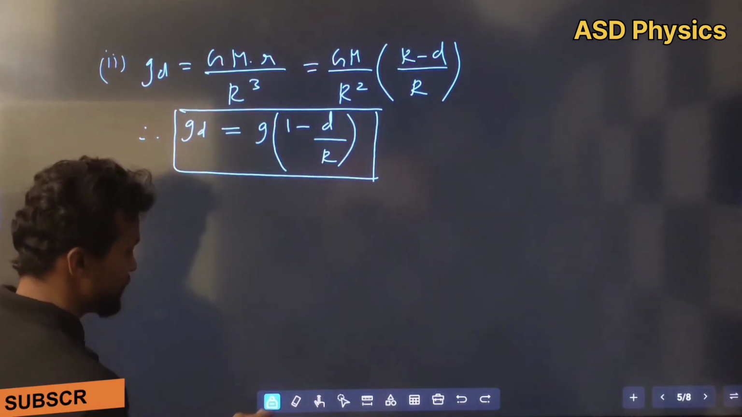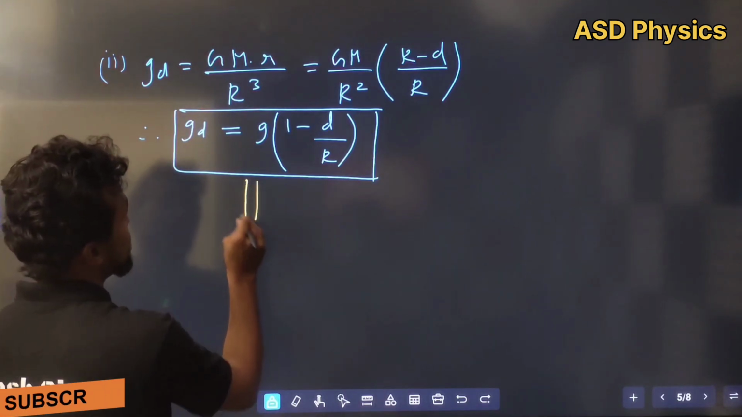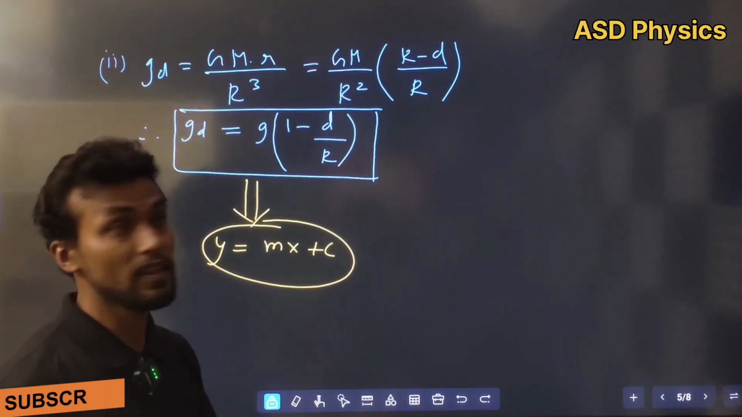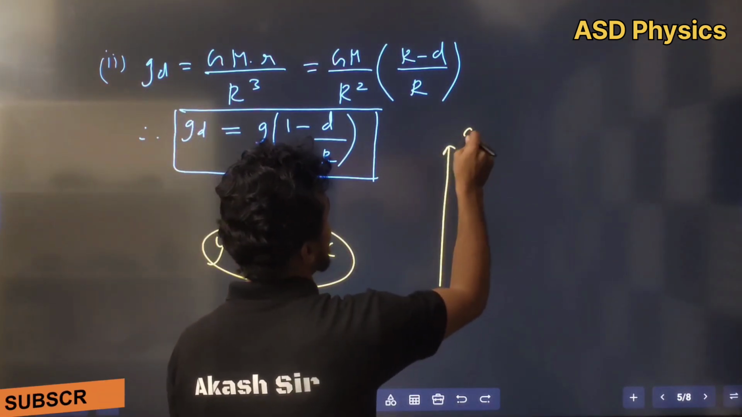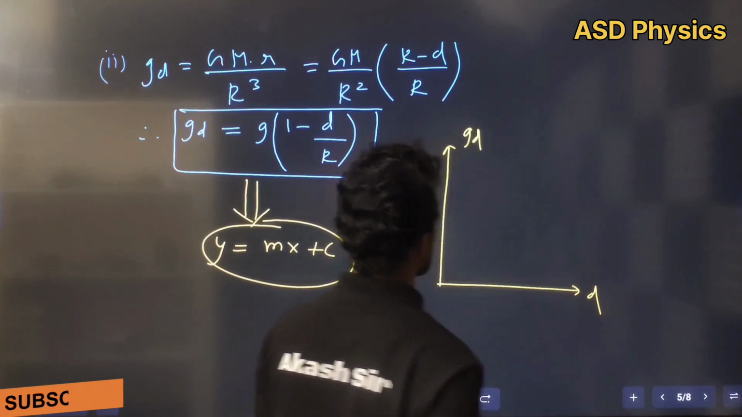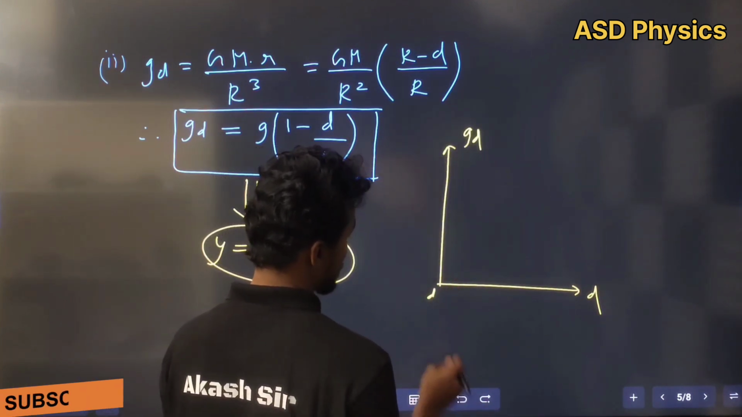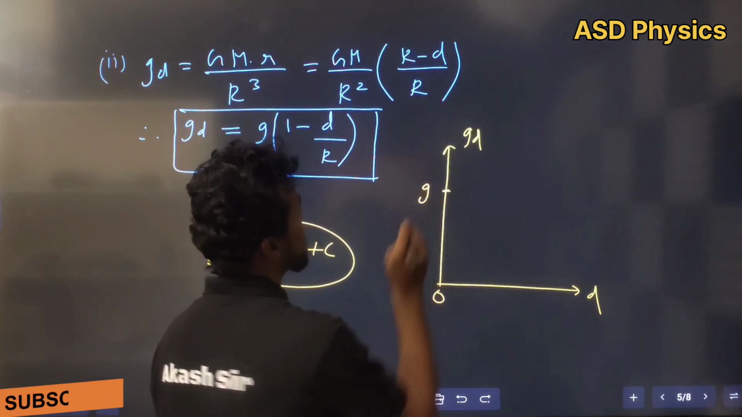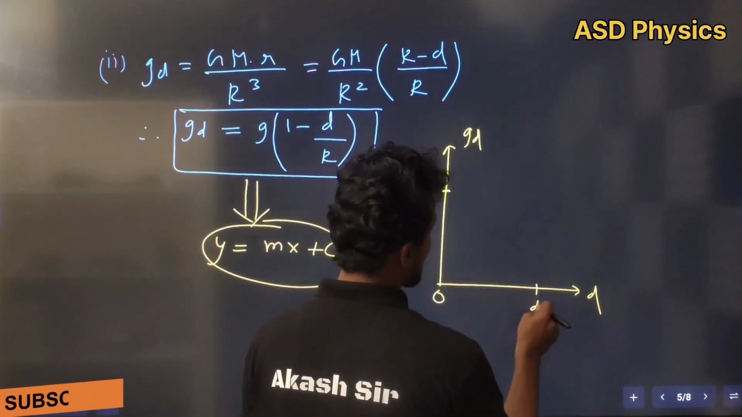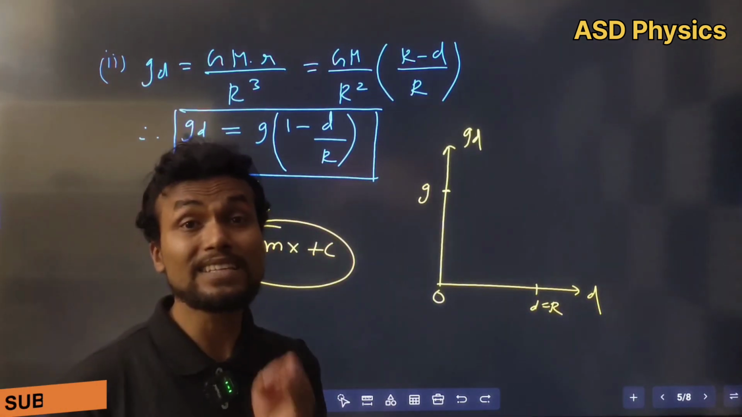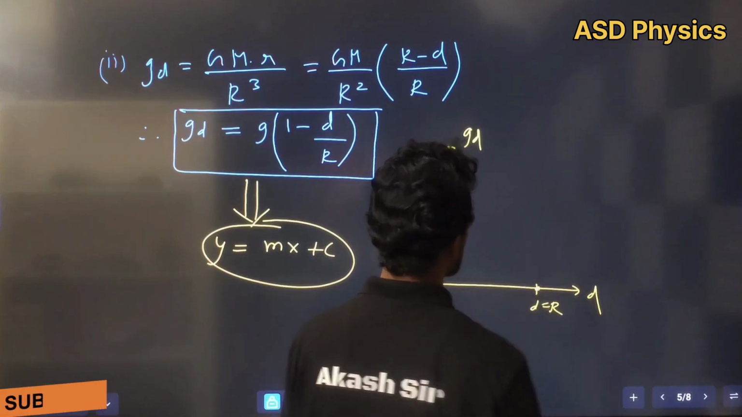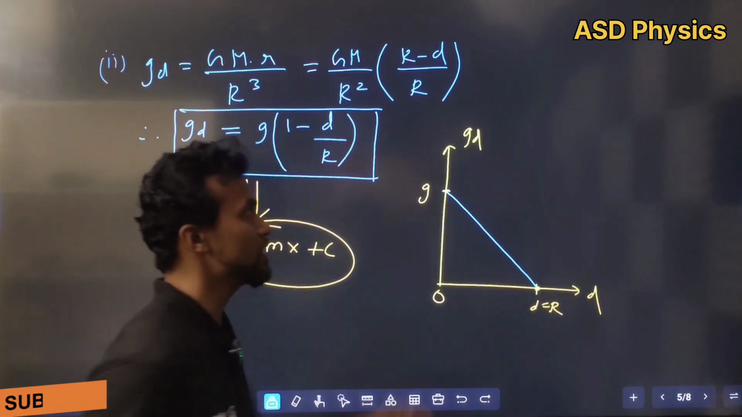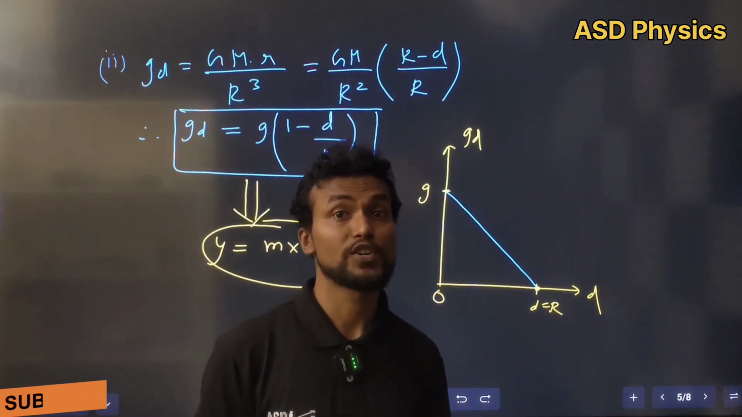Okay, so this is one more form. And please make sure that this form is very similar to the line y equal to mx plus c. So if I draw the graph between GD and D, here the depth value will be 0. When the depth value is 0, that means we are at the surface of the planet. That means g. And when this depth value is equal to capital R, we are at the center, and at the center the gravity value is 0. So if we connect both these points, we get a graph like this. This is the gravity versus depth graph. Now please make sure you understand it well.